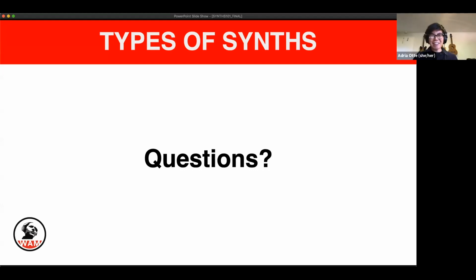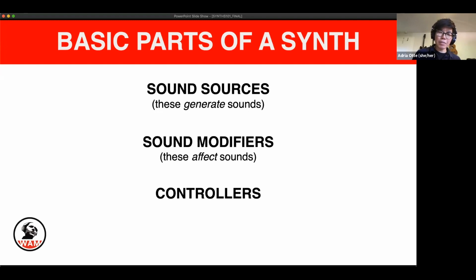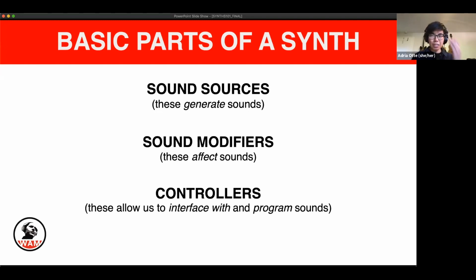Okay, cool. So we'll dive right into the basic parts of a synth. Obviously all synths are different, but pretty much they all contain these fundamental components. Synths are made up of different components, and now we're going to look at what exactly those are. You can categorize them into a sound source, something that generates sound, a sound modifier, which affects sound, and a controller, which is something you use to interface with and program sounds.